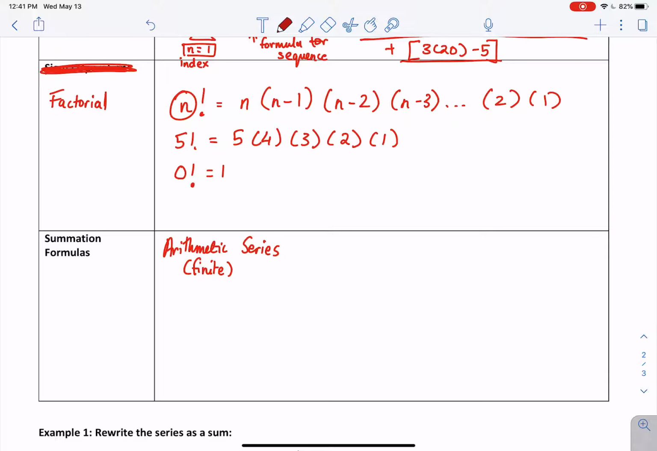If I'm adding up numbers, like, let's just say this sequence of numbers, 1, 2, 3, 4, 5, etc. If I keep adding them with no end, well, it's not going to equal anything. It's going to be infinity. It's going to go really, really big. So you can only add up arithmetic sequences when they're finite.